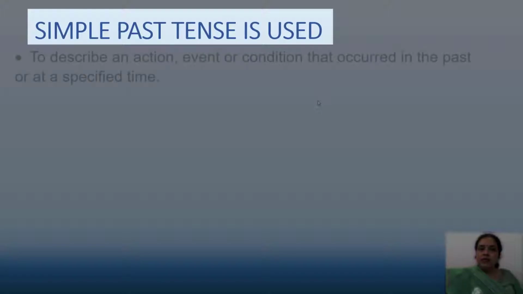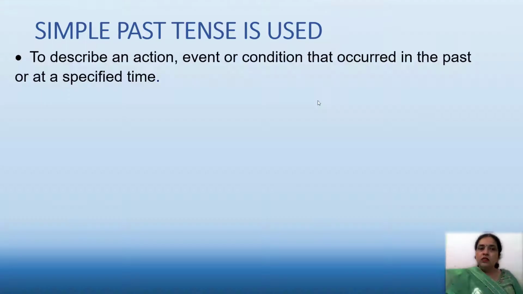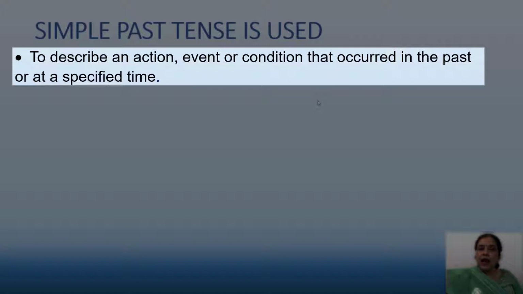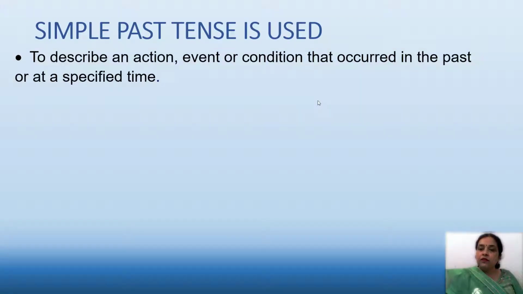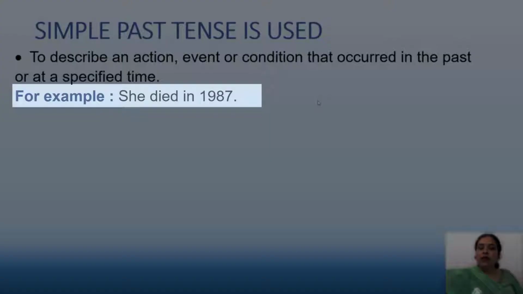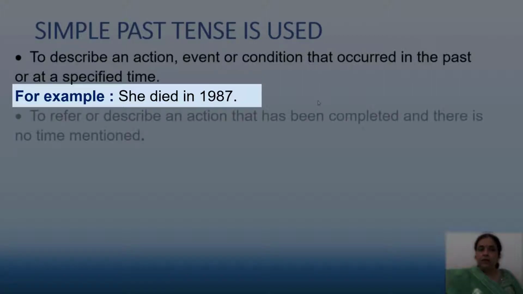When is simple past tense used? The first use is to describe an action, event or condition that occurred in the past or at a specified time. That means when a specific time of the past is given, like in 1993, yesterday, last week, then we use simple past tense. For example, she died in 1987.